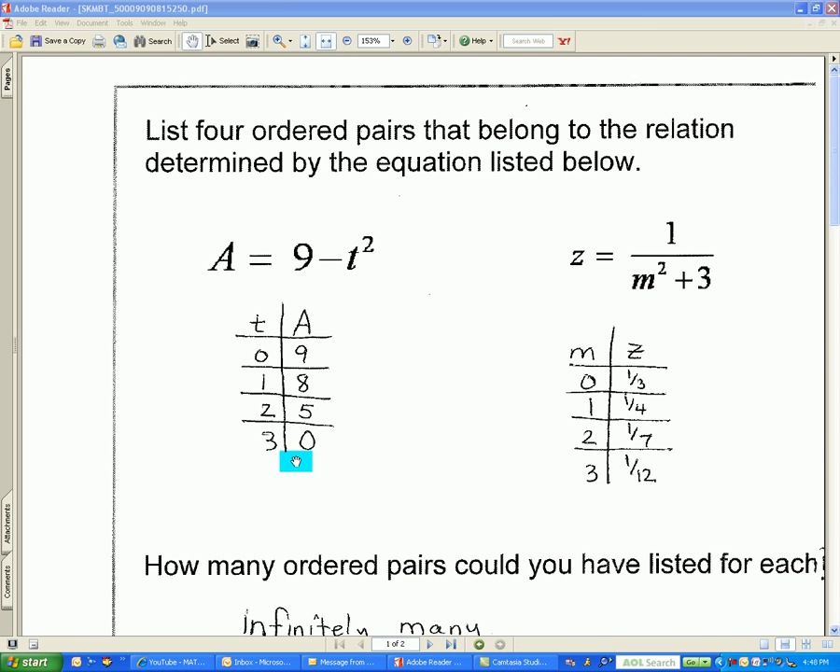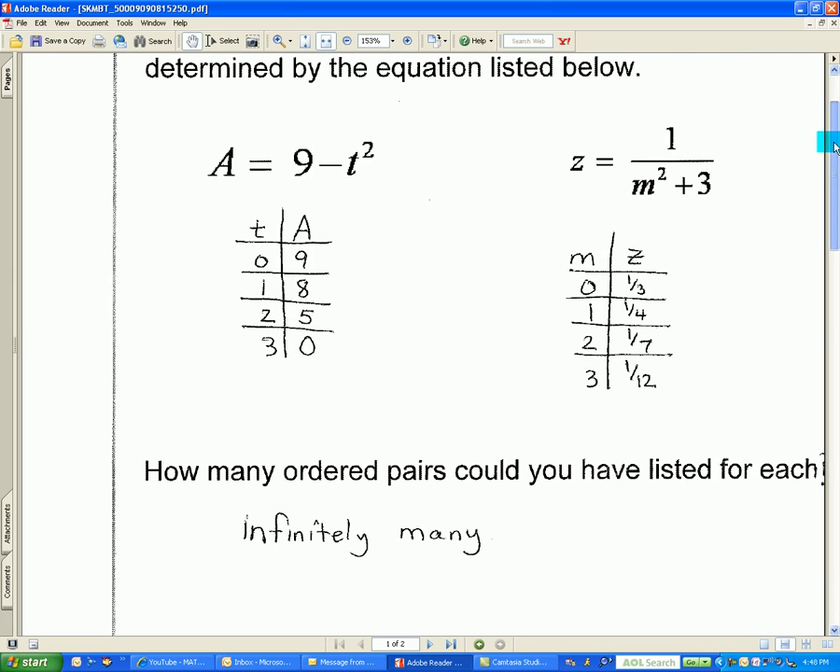I'm going to answer the next question, which says, how many ordered pairs could you have listed? I hope you understand the answer is infinitely many. And of course, the reason is we could have gone on all day. We could have kept naming other values for t. So this relation has infinitely many solutions.